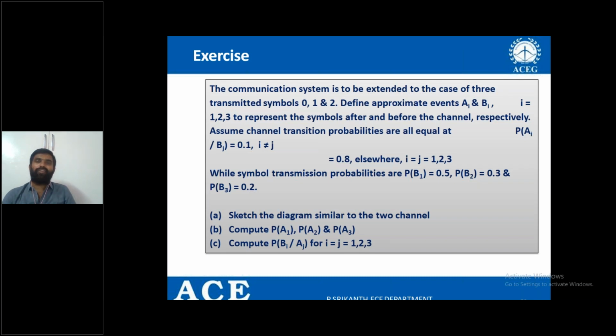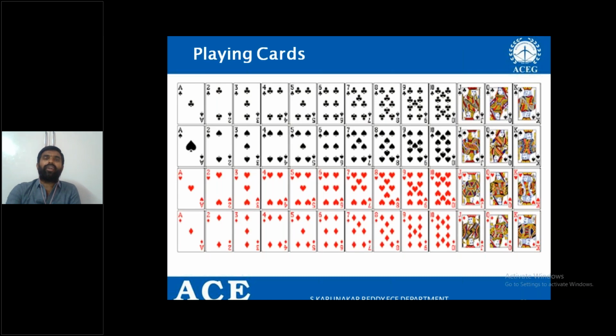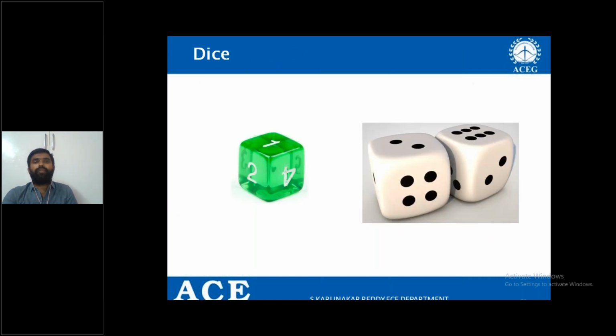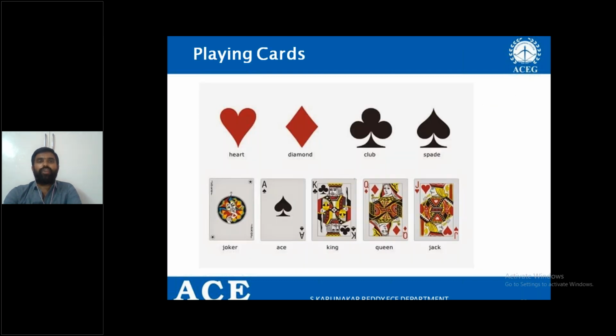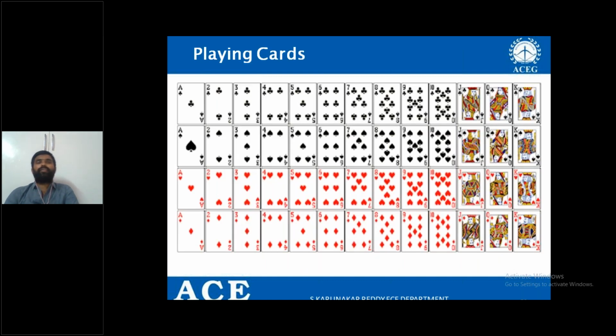Exercise problems are given, and you just go through the exercise problems, and these become assignment problems. Some assignment problems involve drawing a card or throwing a die experiments. Therefore, first you should know the basics about playing cards and dice, right?